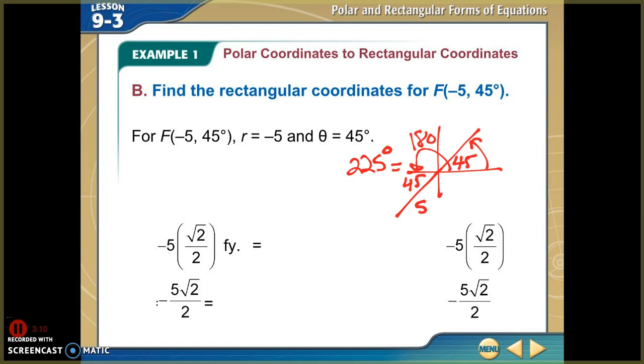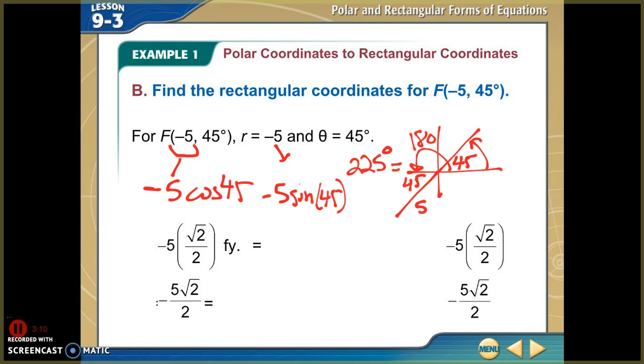I also have my r value. If I just want to plug into the formula, I have -5 times cosine of 45, and -5 times sine of 45. That will take care of whether they're positive or negative as well. So whether you figure out the angle and know where it is, or just use the r value, it'll work for you.